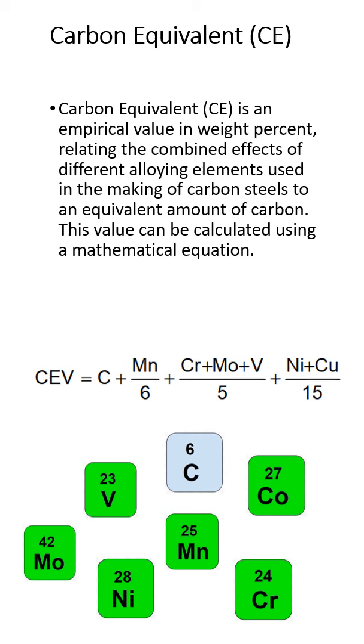Carbon equivalent, CE. Here's a term you might run across. Carbon equivalent, CE, is an empirical value in weight percent relating the combined effects of different alloying elements used in the making of carbon steels to an equivalent amount of carbon. This value can be calculated using a mathematical equation.